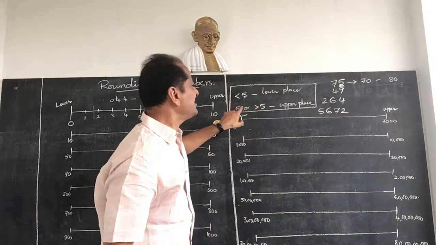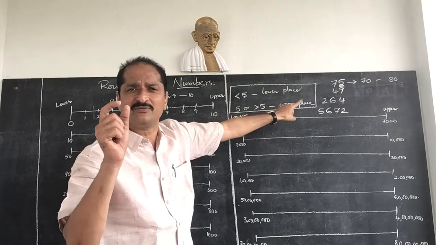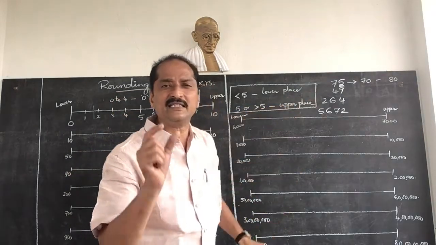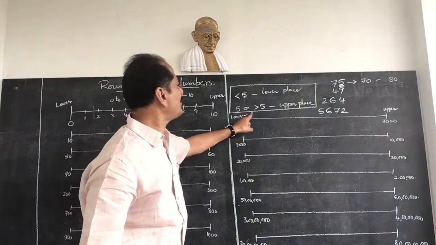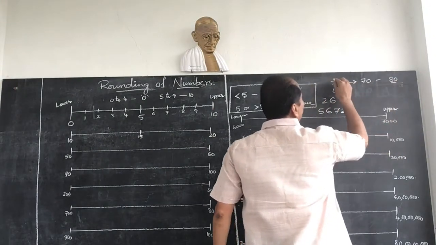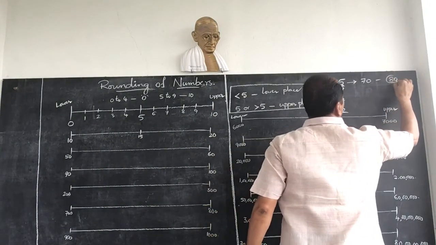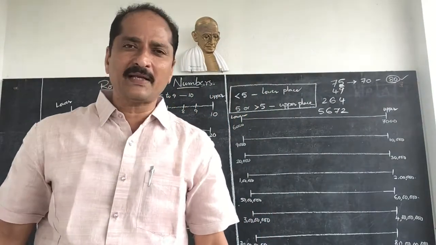But here, the next lower than tens place is ones place. The digit in ones place is 5. 5 or more than 5, round off to the upper place. So what is the upper place? 80. So 75 should be rounded to 80. This is the answer, rounding off to tens place.